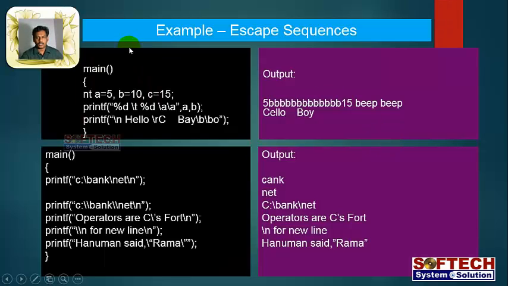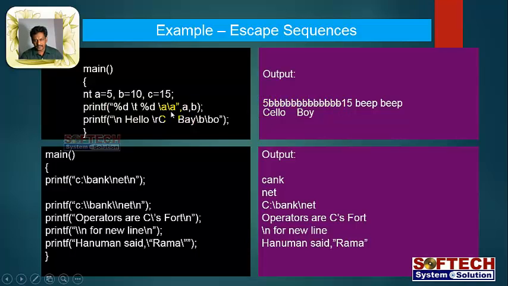Here is an example program to understand the escape sequences. Integer a equal to 5, b equal to 10, c equal to 15. These are three integer variables, and the three values 5, 10, 15 are assigned to them. printf %d, \t. Here we use escape sequences. \a, \a is also an escape sequence. Here we put comma b. The value of a is 5, the value of b is 10.